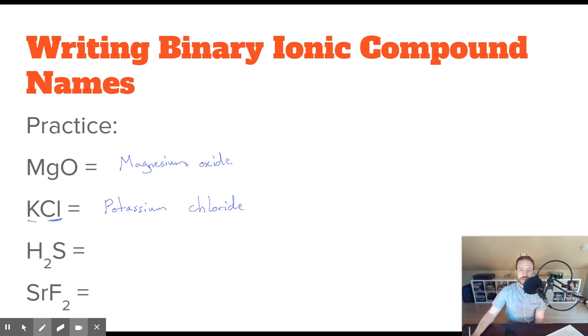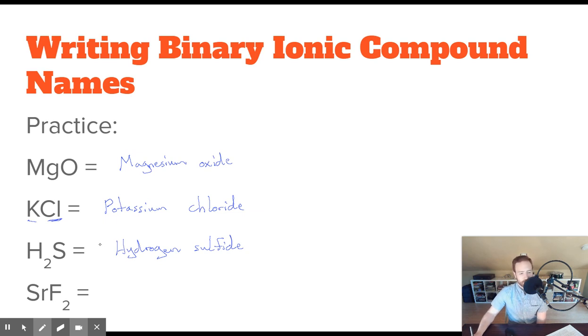Maybe these names are sounding like some of the things that you've seen or heard before. H2S, so this is hydrogen and sulfur. Hydrogen sulfide. This is also interesting because this is an acid as well, and hopefully we'll spend a little bit of time talking about acids and how they are special compounds and their naming works a little bit differently. But a correct name for this compound is hydrogen sulfide.